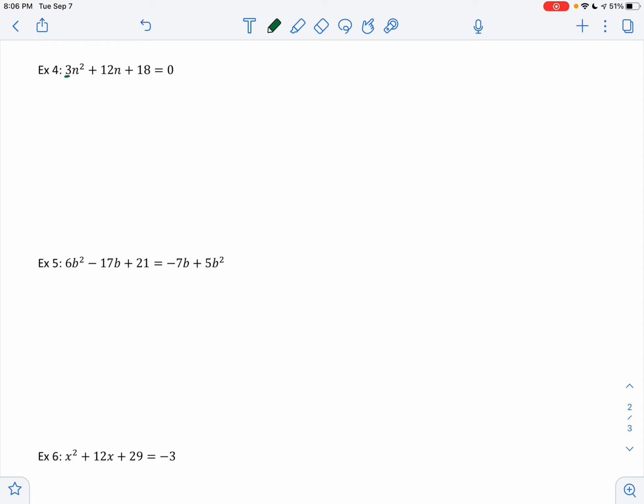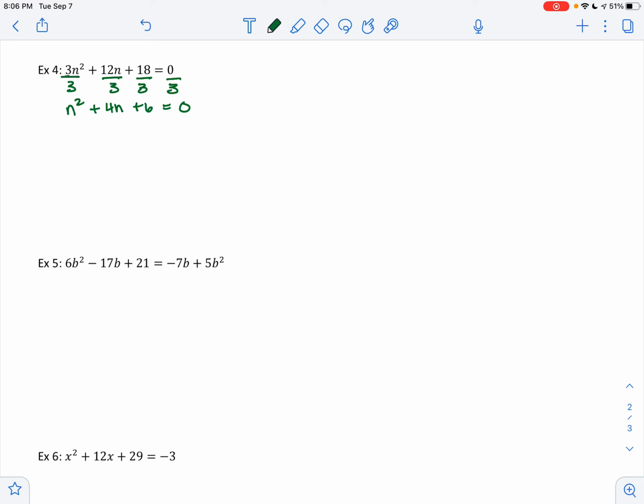So what I need to do is I need to divide every single term by 3 to make that squared term be 1. So 3 divided by 3 is 1, so that gives me n squared. 12n divided by 3 is 4n. 18 divided by 3 is 6. And 0 divided by 3 is 0.